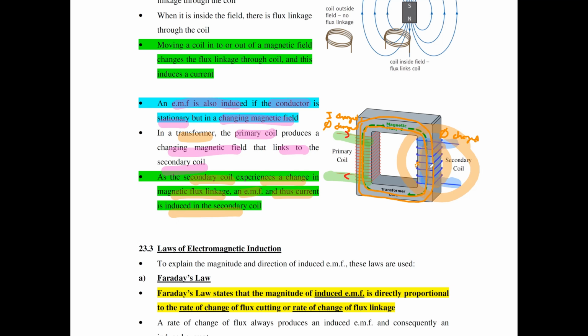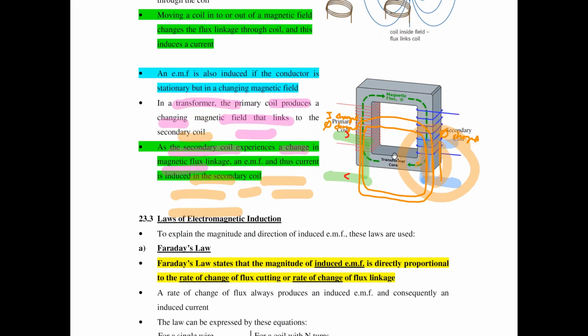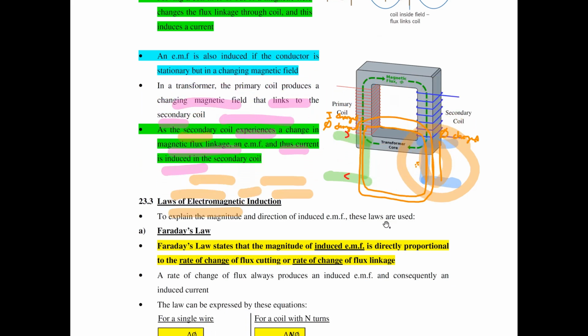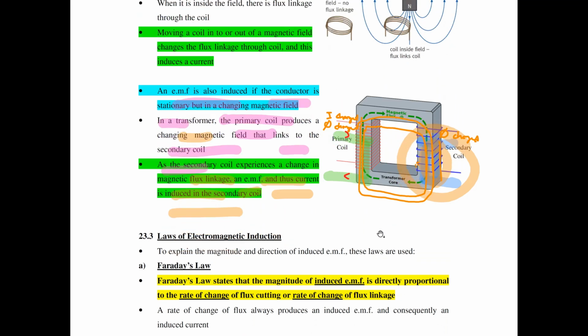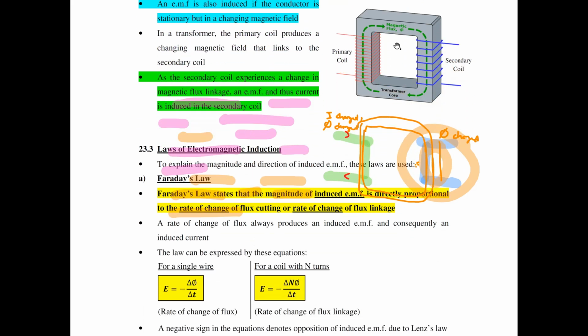Here for the secondary coil, sometimes we say flux, sometimes we say flux linkage; it's the same thing. Flux refers more to the magnetic field lines. Flux linkage refers more to the flux passing through all the coils. They're actually talking about the same thing. So for this case, with no relative motion between your conductor and your magnetic field, because there's a change in magnetic flux linkage, again you have induced EMF as well as induced current.